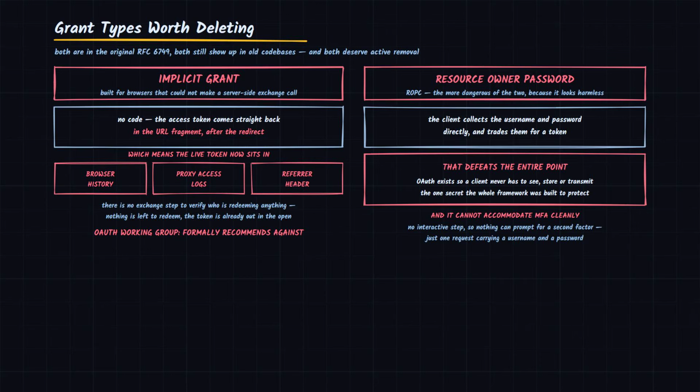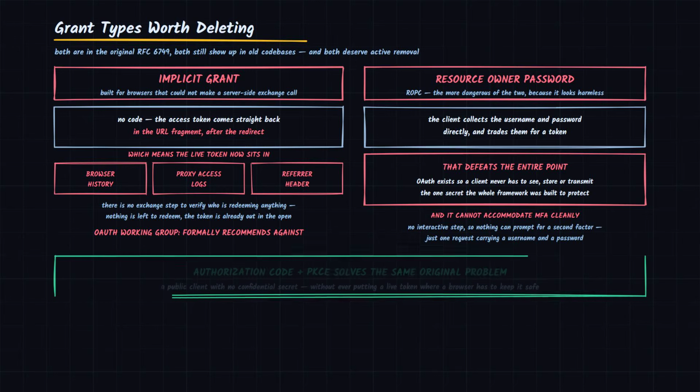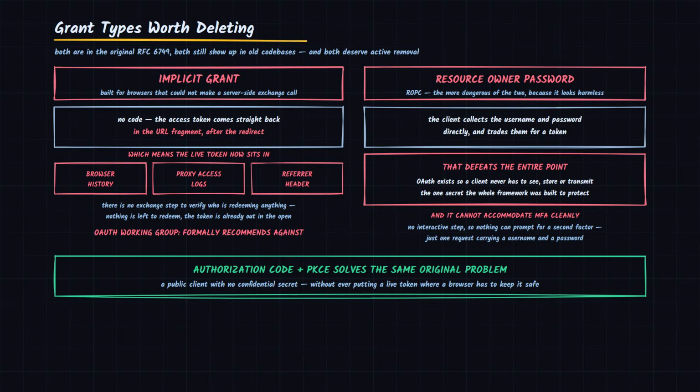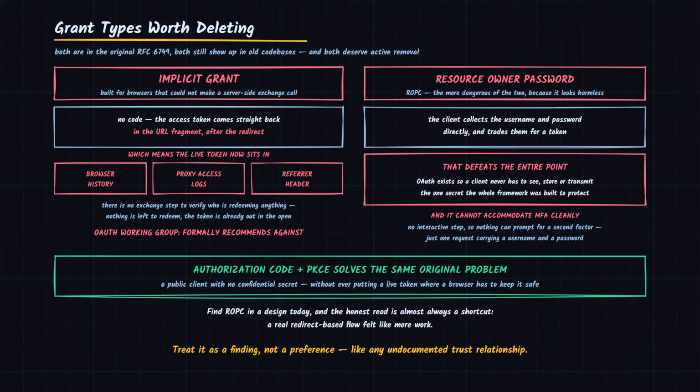It also can't accommodate multi-factor authentication cleanly, since there's no interactive step where the authorization server can prompt for a second factor, just a single request carrying a username and a password. If you find ROPC in a design today, the honest read is almost always that it's a shortcut taken because implementing a real redirect-based flow felt like more work, and it deserves treating as a finding, not a preference, the same way an undocumented trust relationship between two internal services was a finding at Kestrel.